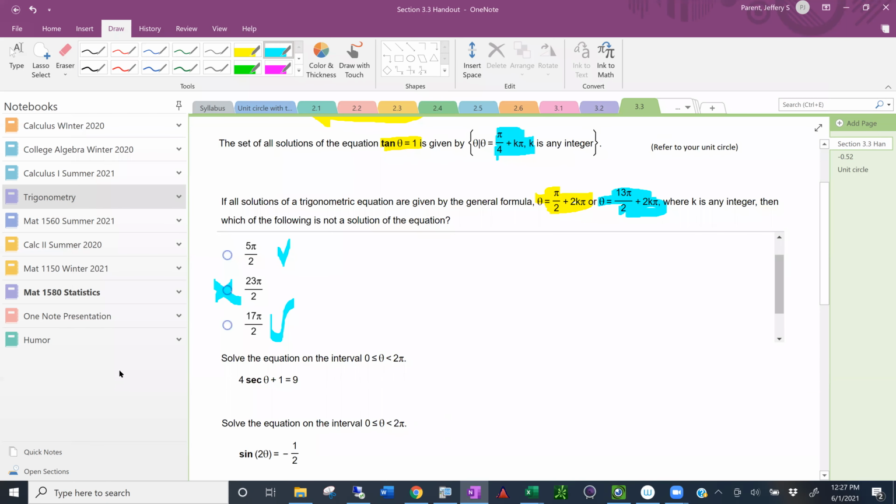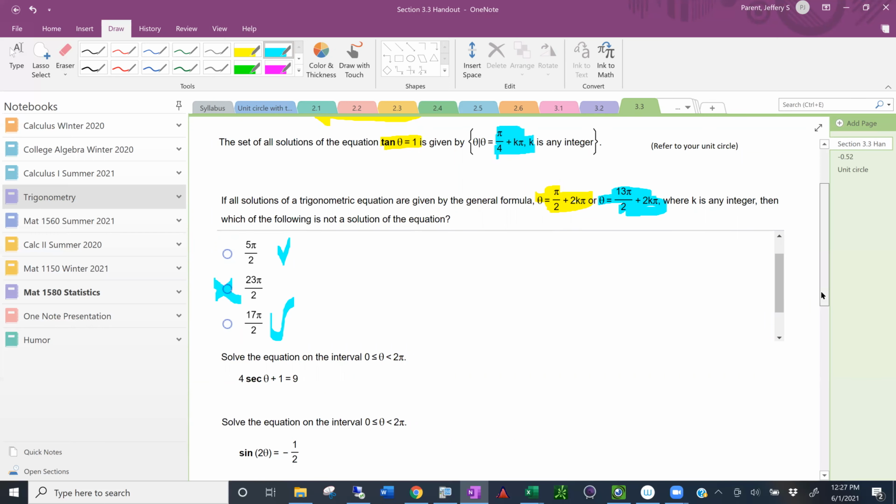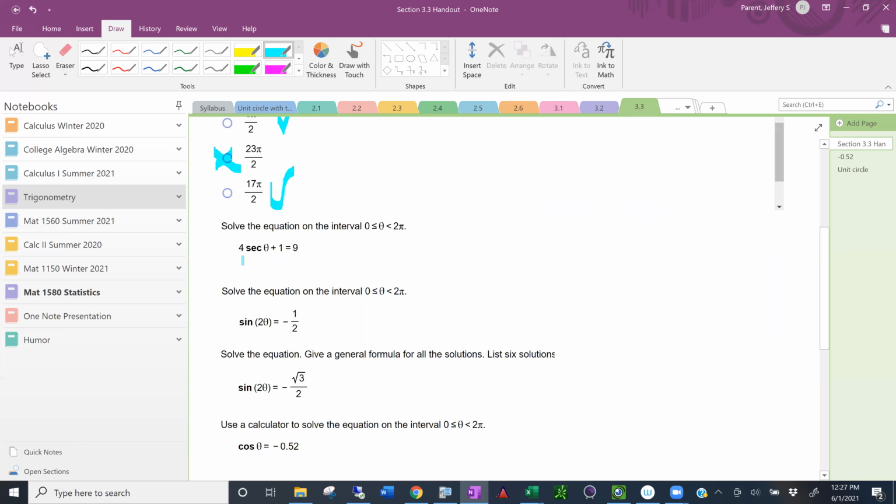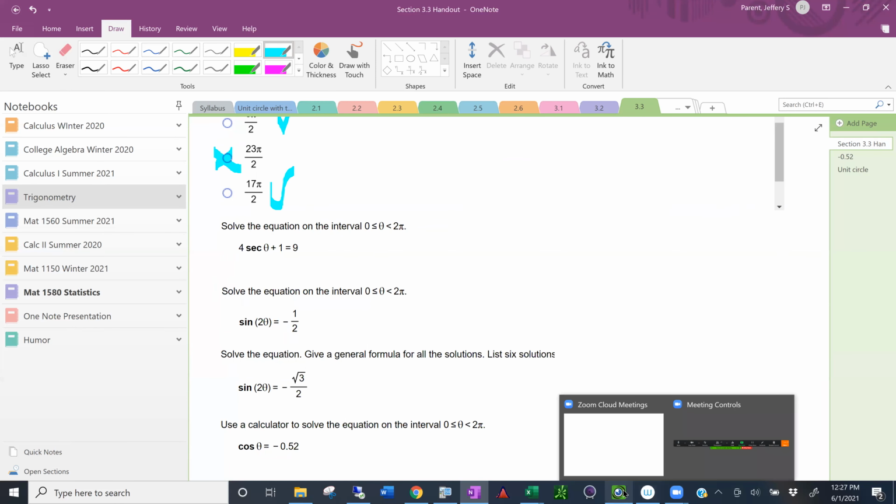Now, you're not always going to be given that. You're going to have to work with that yourself. So let's ease into something like that. We'll start with this one: 4 secant theta plus 1 equals 9. And we want solutions between 0 and 2 pi. So that's a nice restriction there. It means we don't have to worry about everything under the sun.